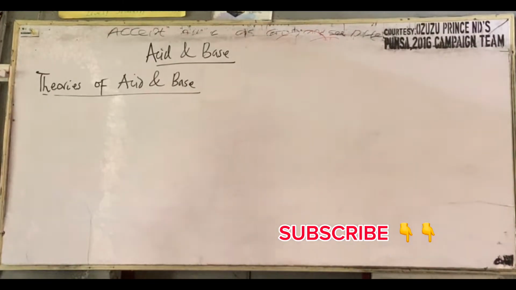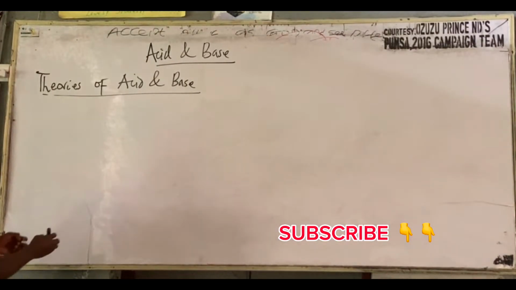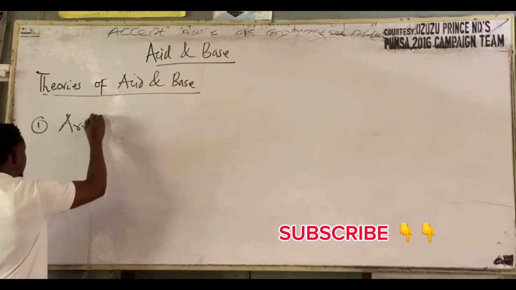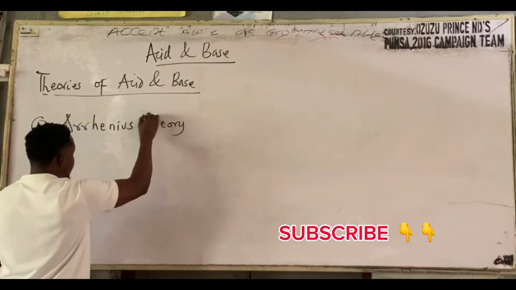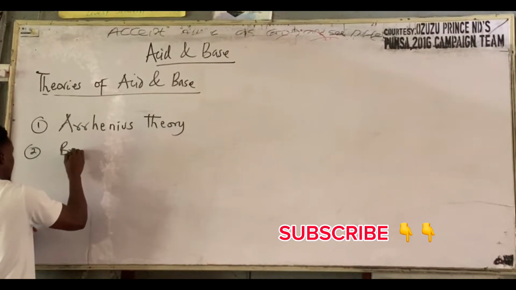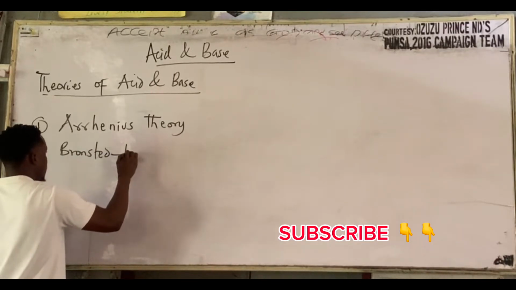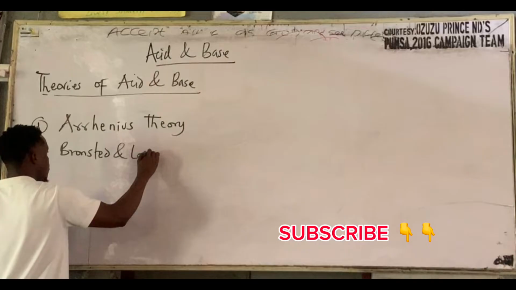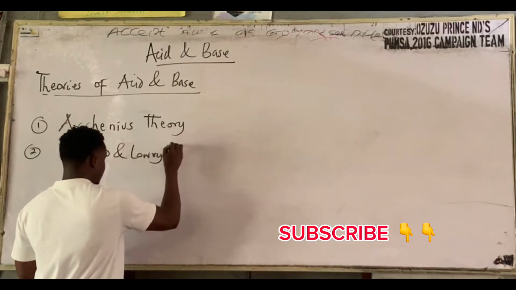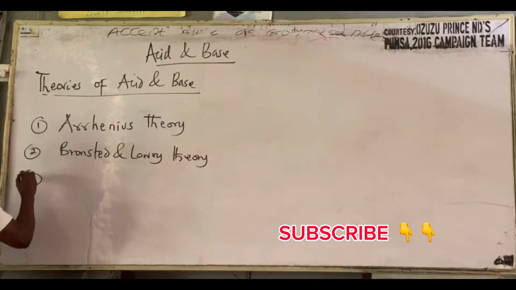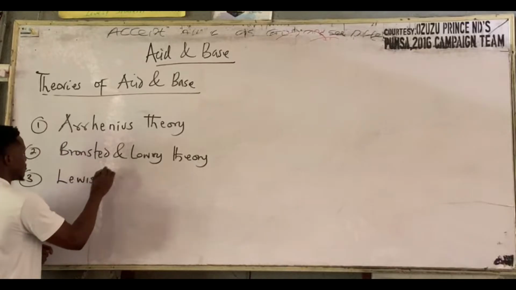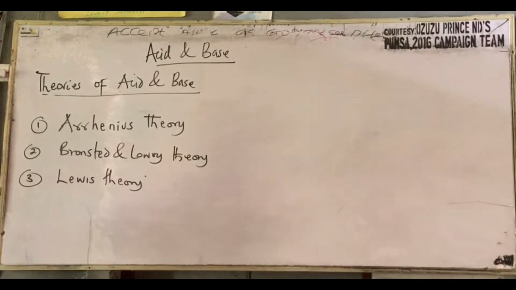Theories of acid and base. We have different theories of acid and base. We have the first one, Arrhenius theory. We have the second guy, Bronsted-Lowry theory. We have the third guy. So we have these three theories of acid and base: the Arrhenius theory, the Bronsted-Lowry theory, and the Lewis theory.